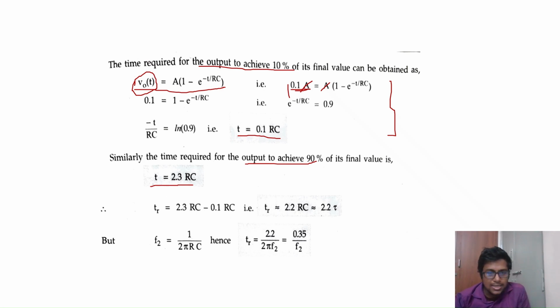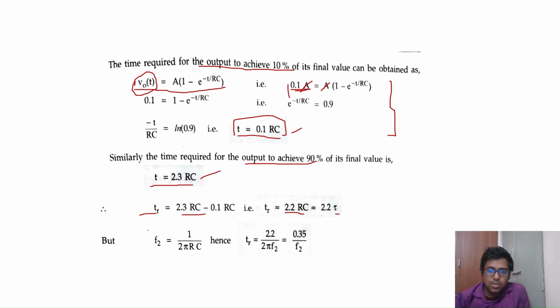Now, what is the rise time? According to the definition, it is the time required for the output response to jump from 10% of the steady state value to 90% of the steady state value. So this is the time required for 10%, and this is the time required for the output response to reach 90%. We subtract these two values and you'll end up with the rise time as 0.22 RC. We know that RC is nothing but the time constant, so this can be replaced by tau.